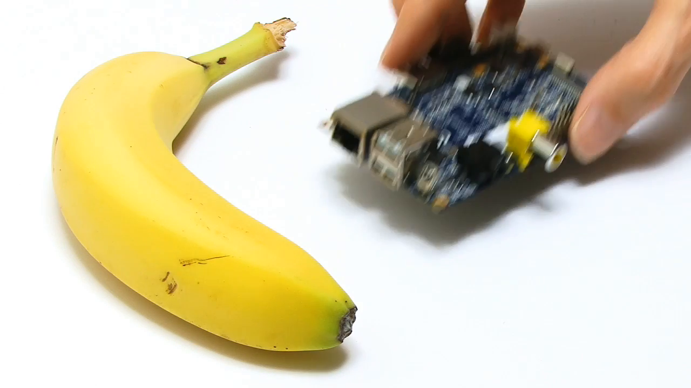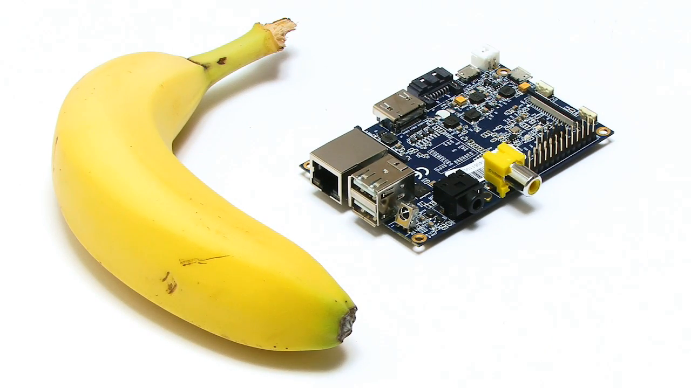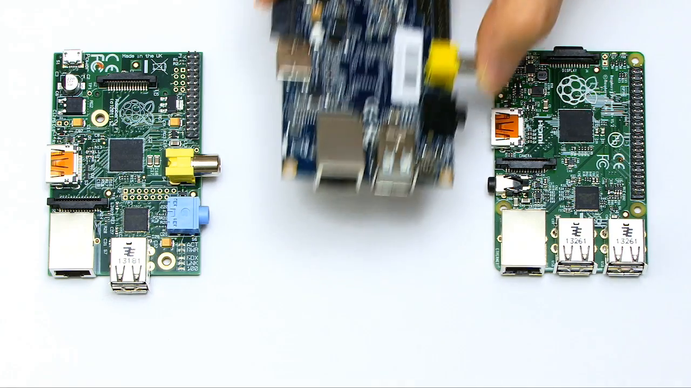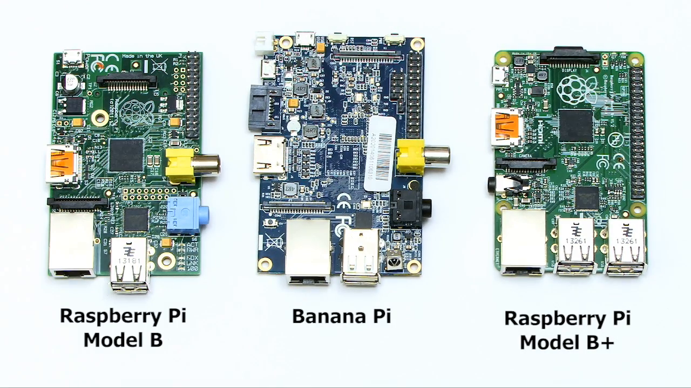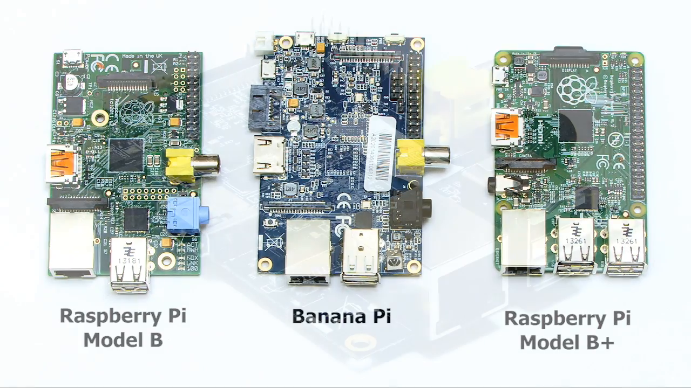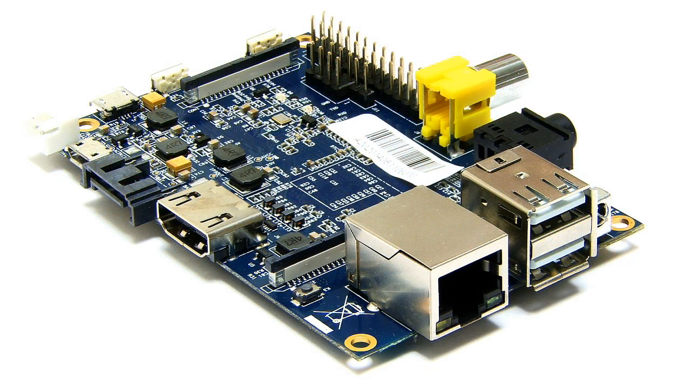Sadly, the Banana Pi doesn't look anything like a real banana. It does, though, bear a striking resemblance to the Raspberry Pi, as you can see when we compare it here to the Raspberry Pi Model B and Model B+. This said, the Banana Pi is a more sophisticated single board computer, so let's take a look at its own individual hardware specification.